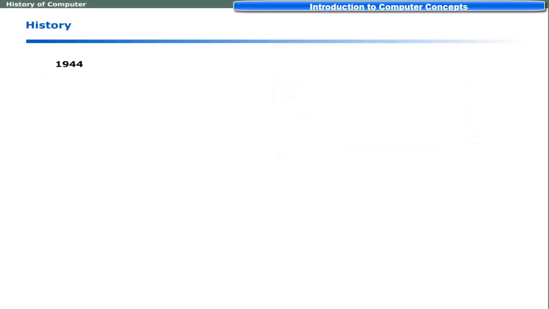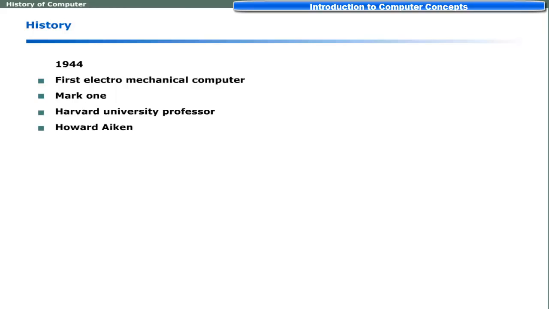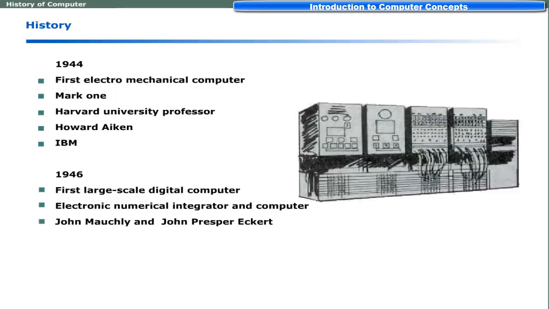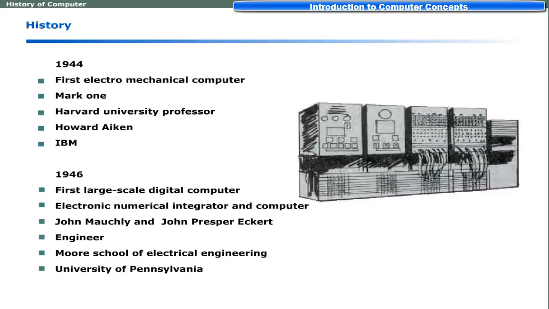In the early 40s, the first electromechanical computer, Mark I, was developed by Harvard University professor Howard Aiken. IBM sponsored the development of this huge machine. In 1946, the first large-scale digital computer, the Electronic Numerical Integrator and Computer, was developed. This was developed by John Mauchly and John Presper Eckert, an engineer at Moore School of Electrical Engineering in the University of Pennsylvania.